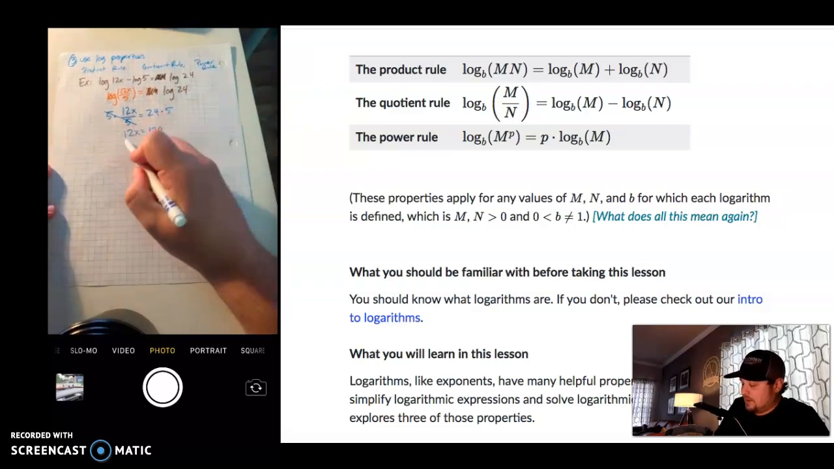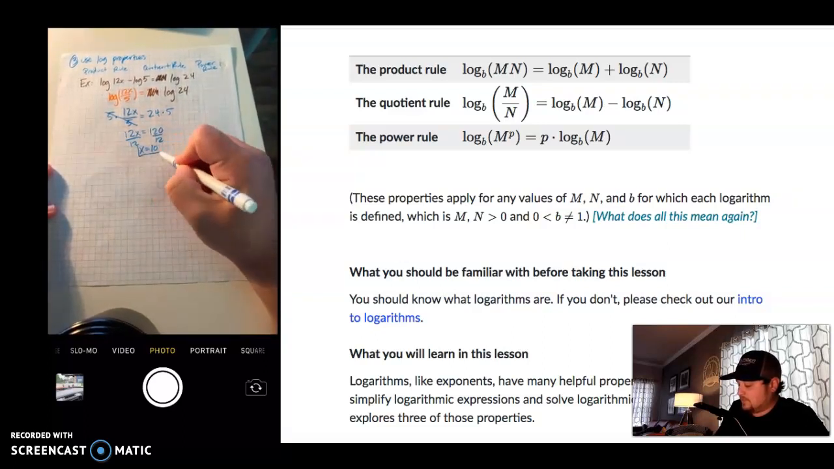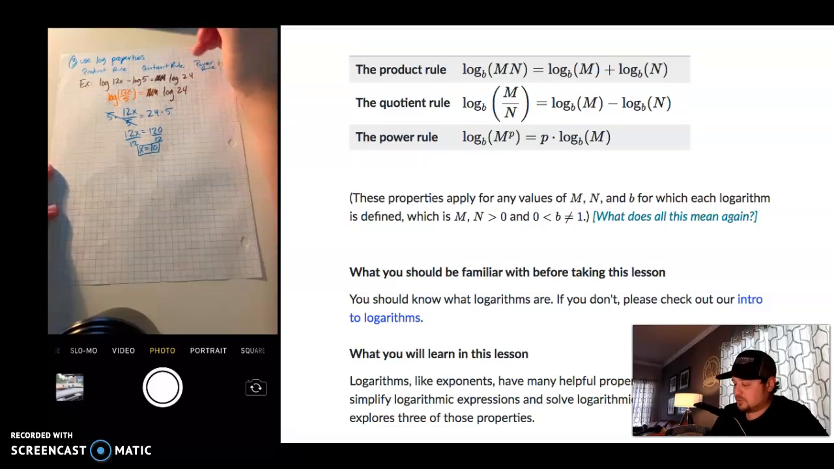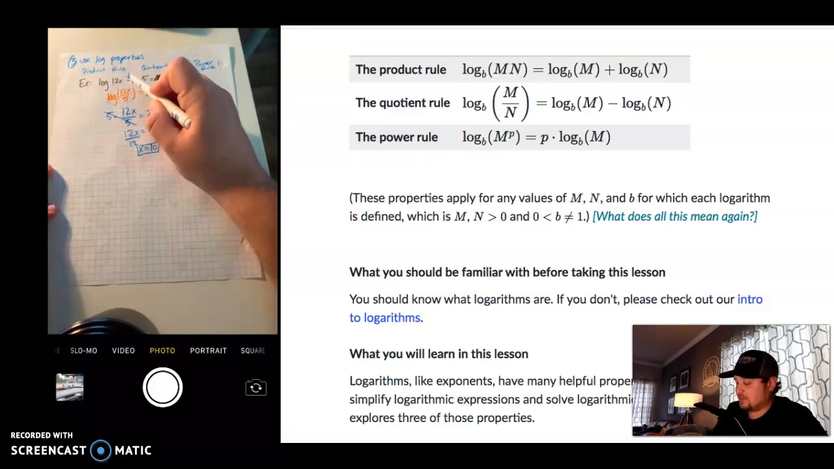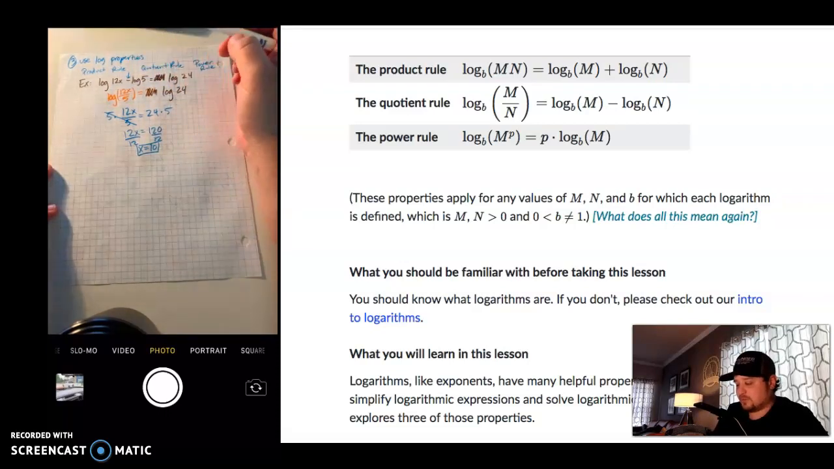All right, and now we can divide by 12, and we'll have that x is equal to 10. All right, so big idea there, use the quotient rule. You see a subtraction sign, we're going to use the quotient rule. Had this been an addition sign, we would use the product rule.